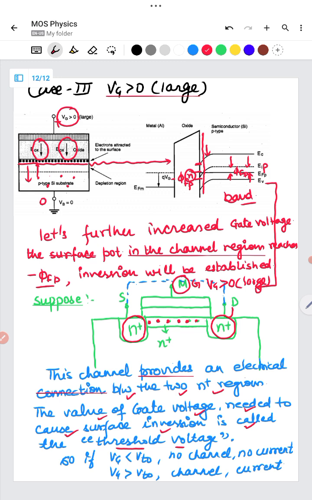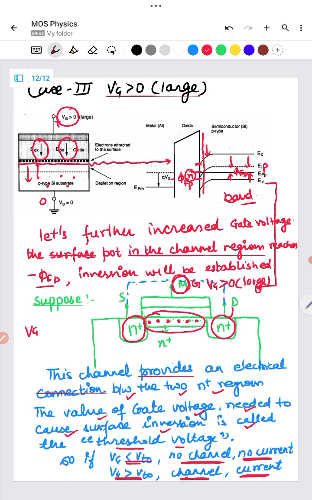Basically threshold voltage is the voltage where you have an inversion condition. So if Vg is less than Vt naught, there is no channel between the source and drain, and if there is no channel, you don't have any current. If you have a Vg which is greater than Vt naught, a channel exists between the source and drain, and there is a current also. So just by controlling the gate voltage at the gate terminal, you can control the electrical connections between the source and drain.